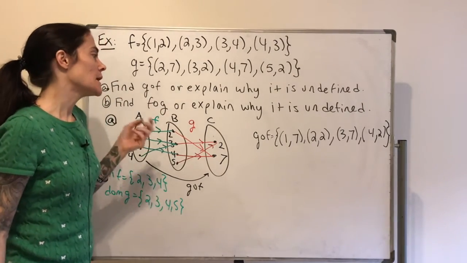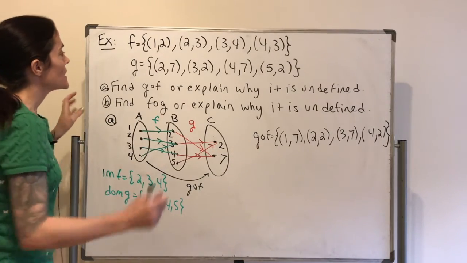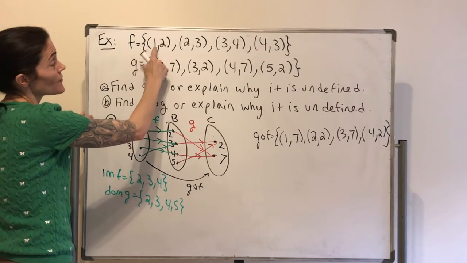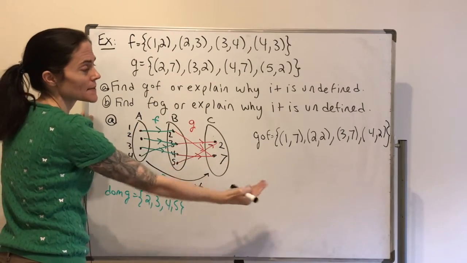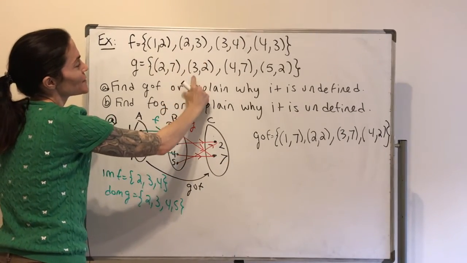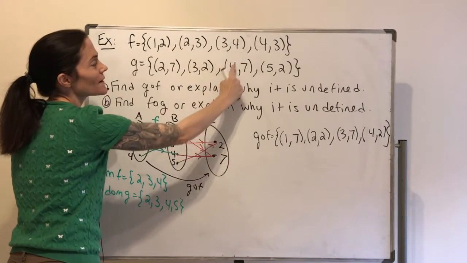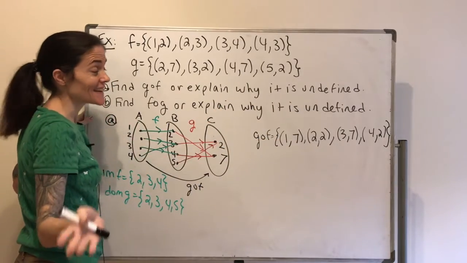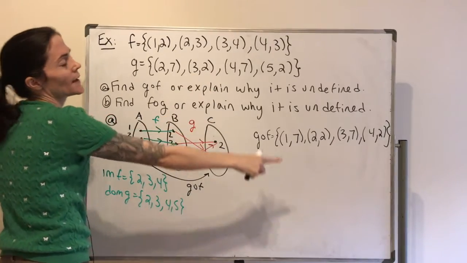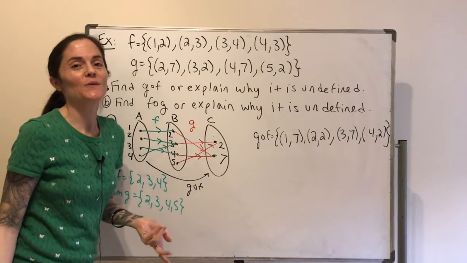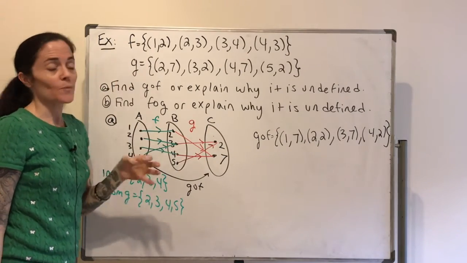we don't need to write that in order to calculate G compose F. For instance, you just start here. Start with F. 1 maps to 2, 2 maps to 7, and so G compose F has 1, 7. 2 maps to 3, 3 maps to 2, and so G compose F has 2, 2. 3 maps to 4, 4 maps to 7, and we see 3, 7, and finally 4 maps to 3, 3 maps to 2, and we see the ordered pair 4, 2. So that is how you can write out the ordered pairs, just looking at the ordered pairs for F and the ordered pairs for G.